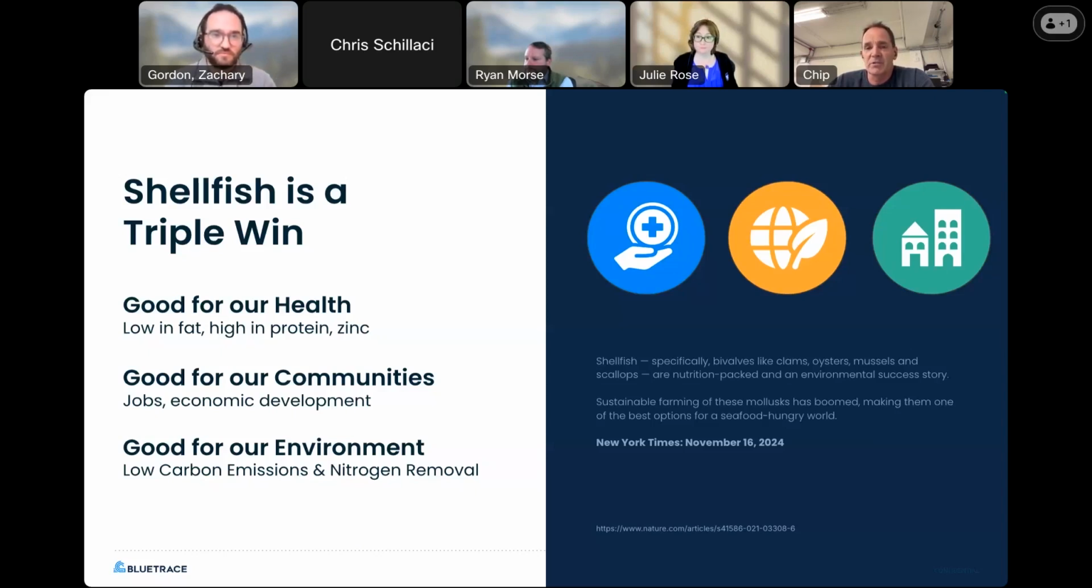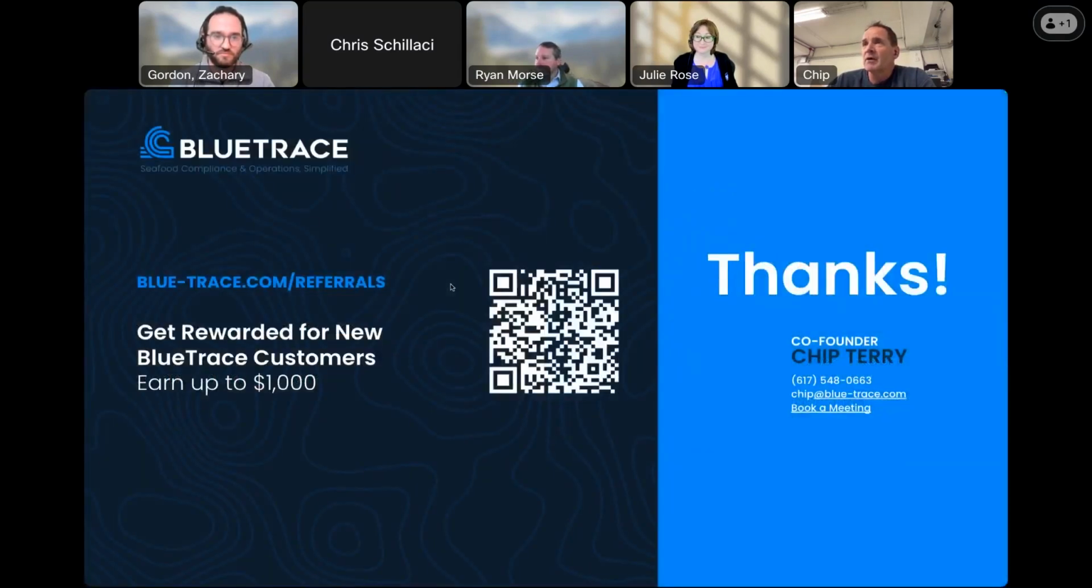Certainly low carbon emissions. If you look at a protein source with low carbon emissions, you almost don't get better than shellfish aquaculture. And now nitrogen removal. So I think there's huge benefits that this whole community can do. And I applaud NOAA for coming out with this calculator on this. So always happy to have you refer us.